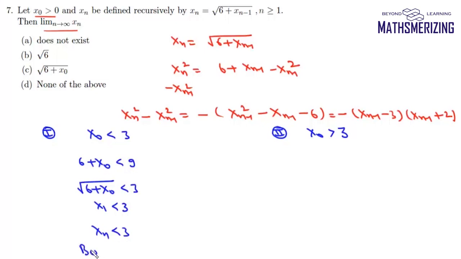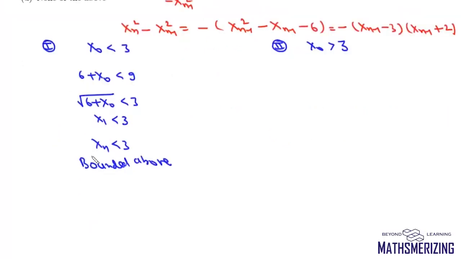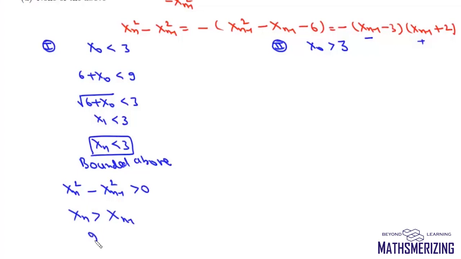Then in that case this sequence will be bounded above. Now if xn is less than 3, then this value will be negative, this value will be positive, and then we have this minus sign here, so it will be minus and minus, plus. So we can write xn square minus xn minus 1 square will be greater than 0, that is xn is greater than xn minus 1, that is the sequence is monotonic increasing. So if the sequence is bounded above and increasing, that means this sequence is going to converge.